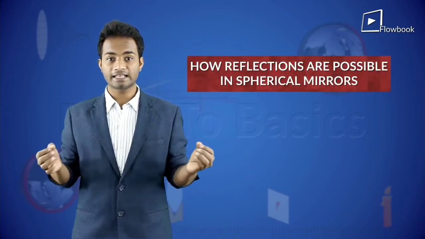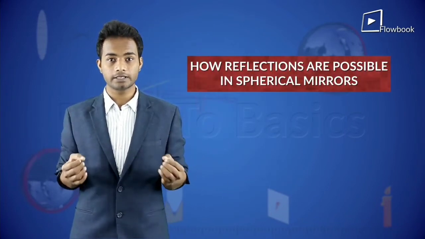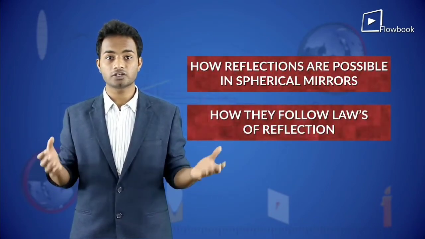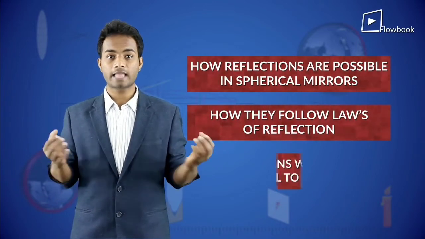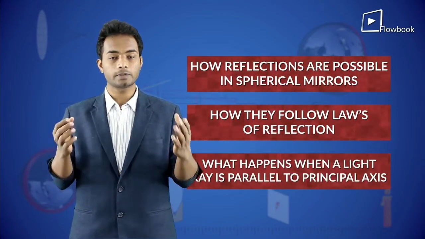So what have we learned in this video? We have seen how the reflections are possible in spherical mirrors and how they follow the laws of reflection, and we have seen what happens when a light ray is parallel to the principal axis.